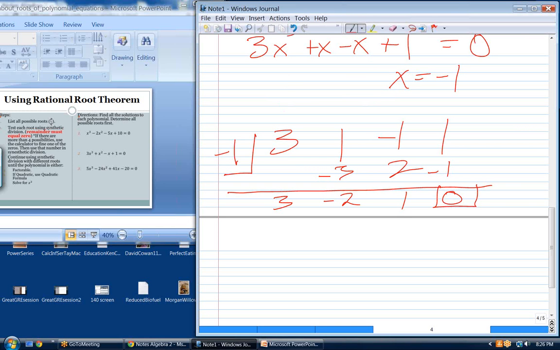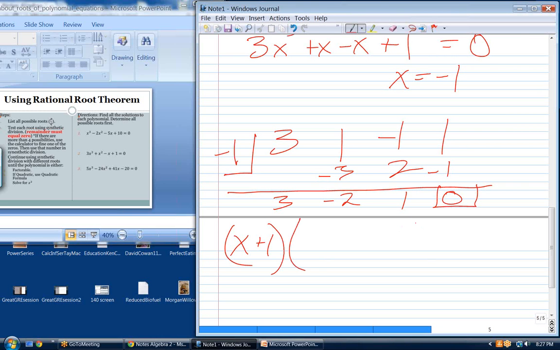Once I've found the one rational solution, usually the other two are irrational, but how can I now finish the problem? So let's write this polynomial as the product of a linear factor and a quadratic factor. Okay. So what's the linear factor? It's x minus a minus 1, so it's x plus 1 is the linear factor.